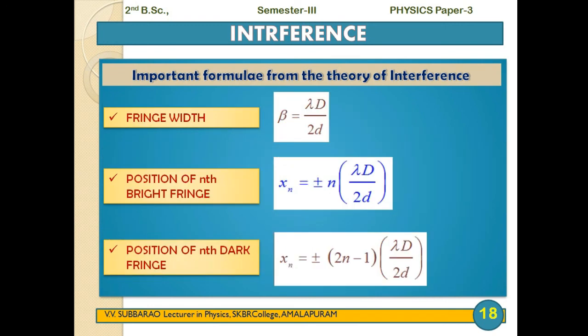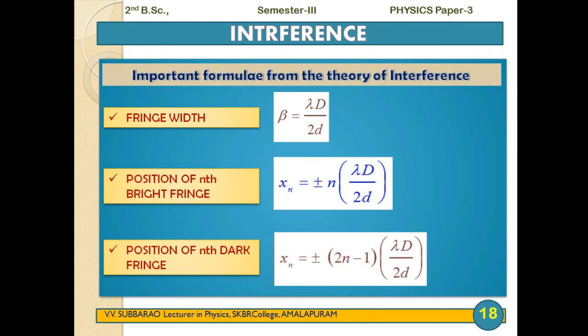We will get different fringes on the screen. The fringe width β is given by λD/2d. Here λ is the wavelength of light used and D is the distance of the screen from the plane of the coherent sources. 2d is the separation between the two coherent sources.